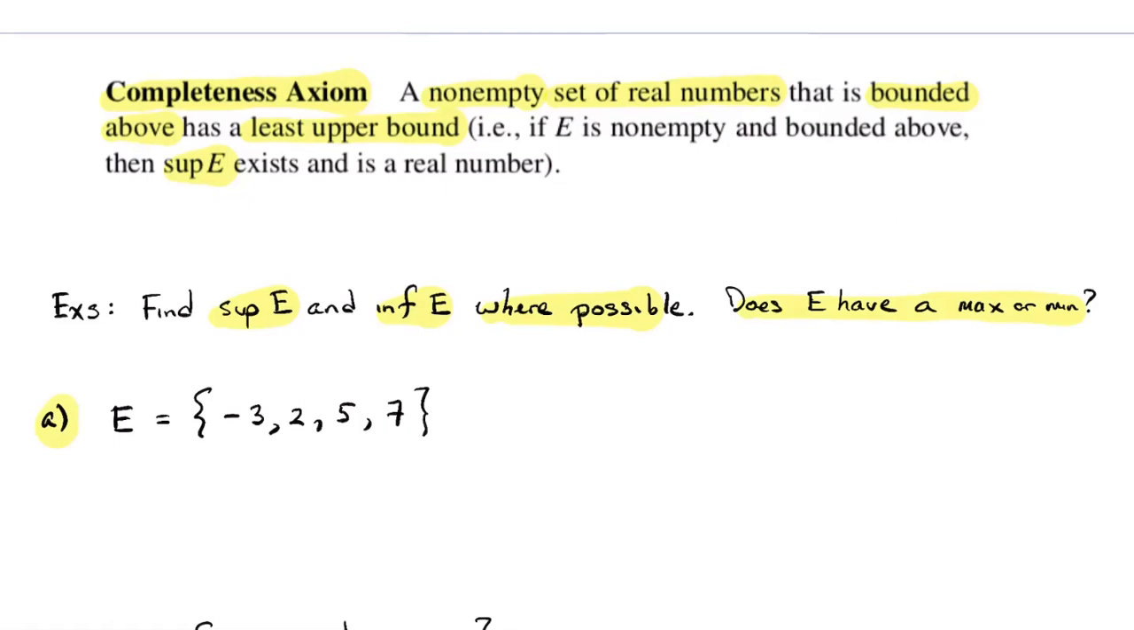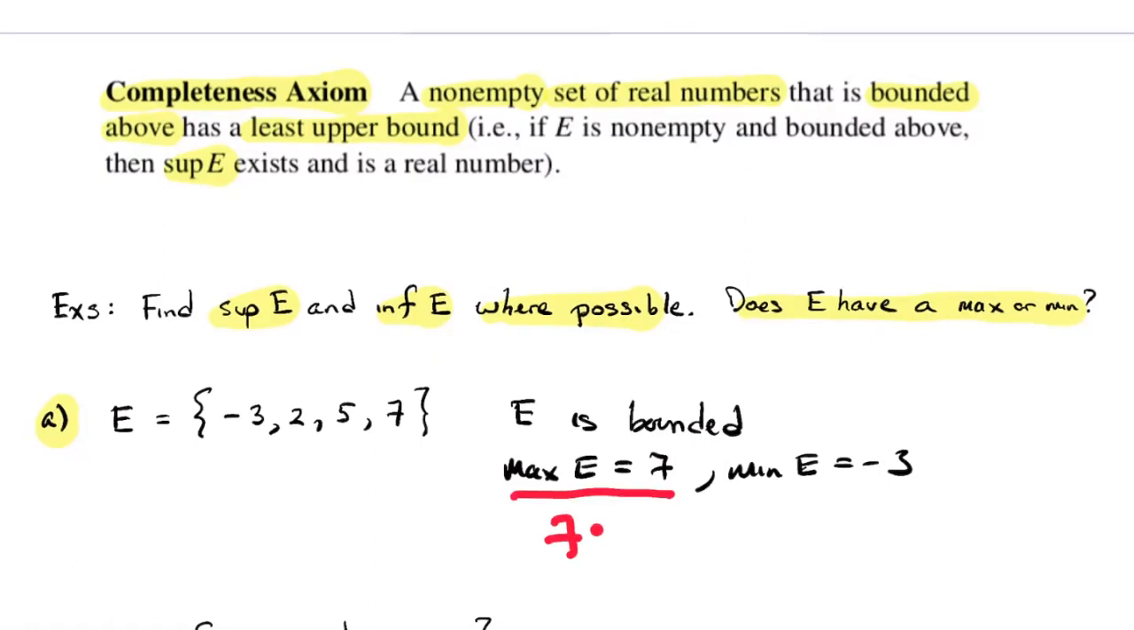That set is certainly bounded. Every element in that set is less than or equal to 7, but greater than or equal to -3. So those are bounds, and those elements actually belong to the set. So we can say right away that the maximum of this set E is the number 7. The minimum of this set E is the number -3. Those elements belong to it.